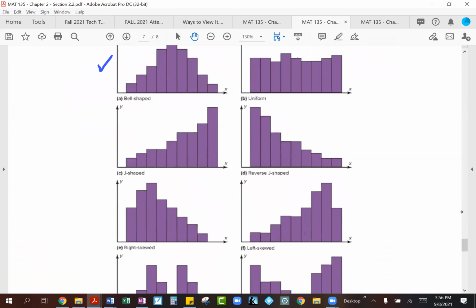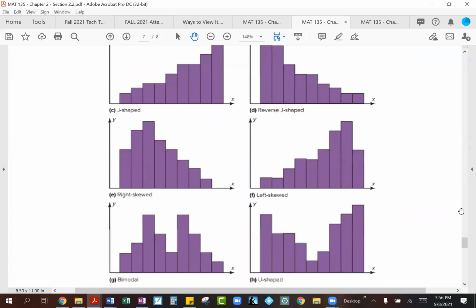So your tallest one is on the right-hand side, and as you move to the left, they get decreasing in height. This would be the reverse J over here, graph D. So that's the reverse J shape.